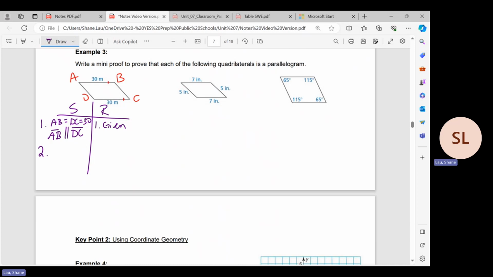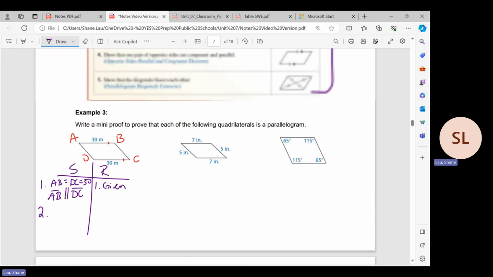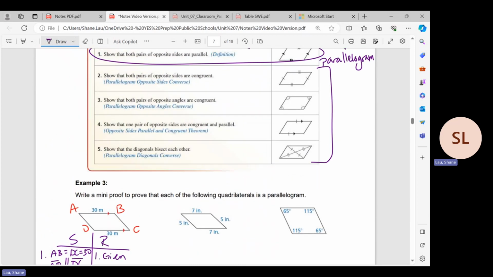But what we should see here is that we've already pretty much done so. If we look back at our theorems here, kind of on your own, think about which theorem do you think we're actually going to use here whenever we have a pair of parallel sides and then the same pair of parallel sides are also congruent. We should be using the opposite sides parallel and congruent theorem.